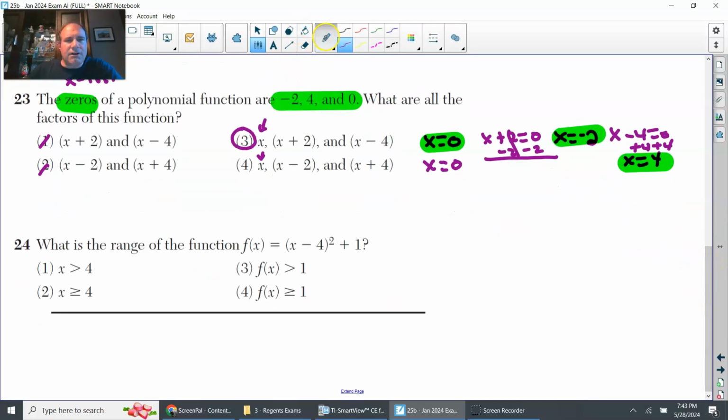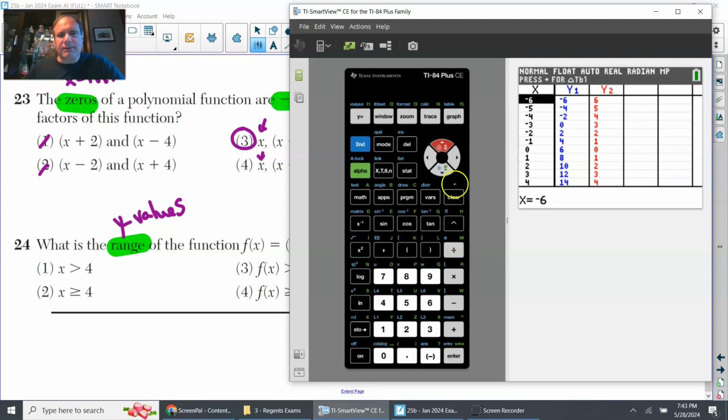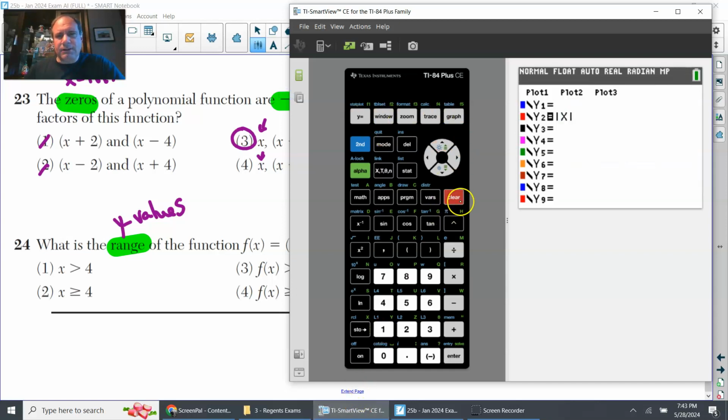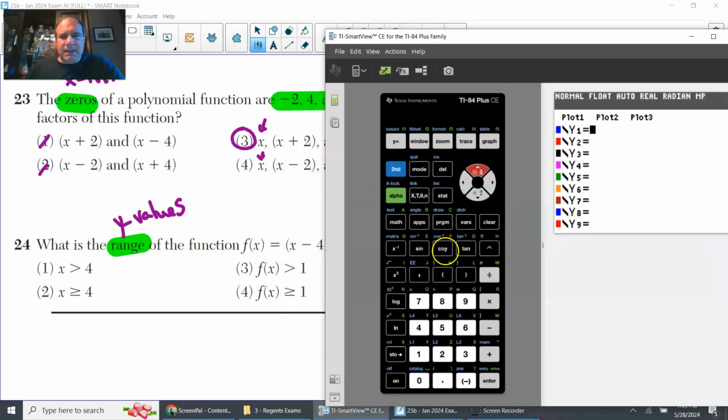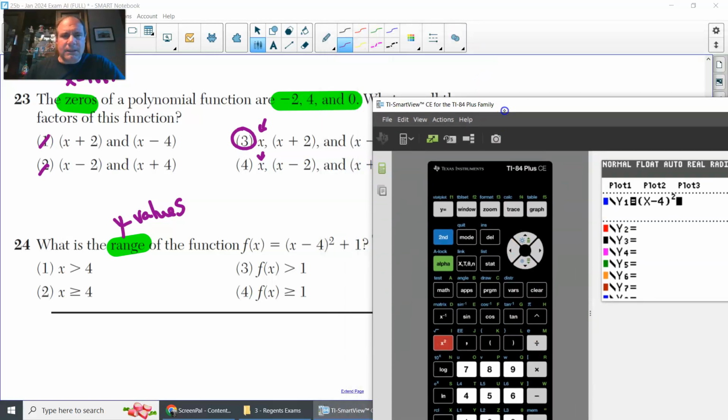What's the range of this function? Remember, range is the y values, right? So we're going to put this in the calculator. And we are going to look at what the range is. So let me clear this out. And then we have x minus 4 squared, and then plus 1.